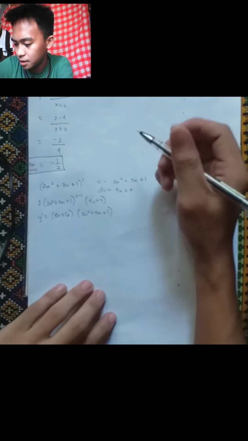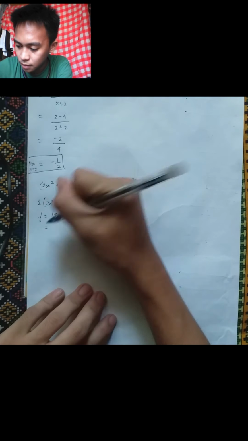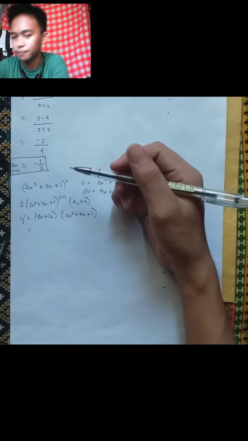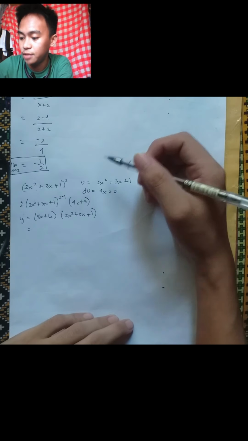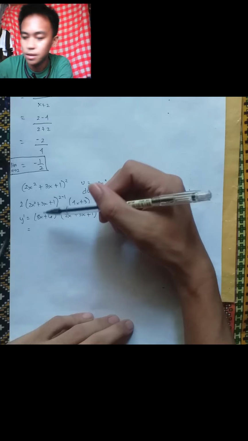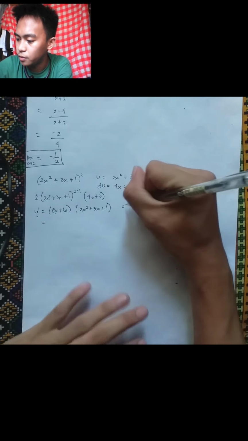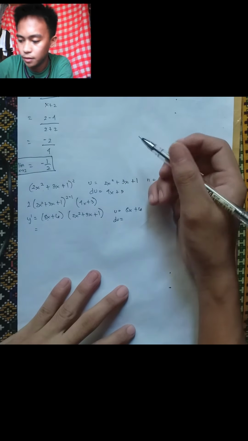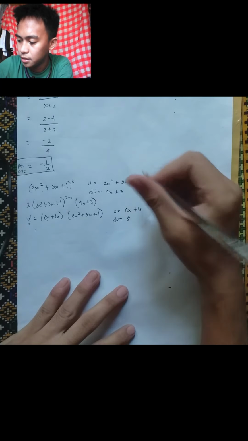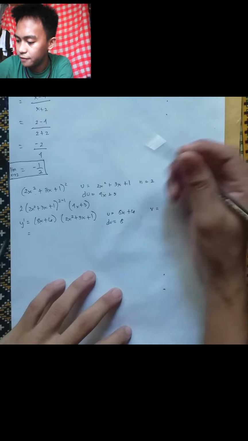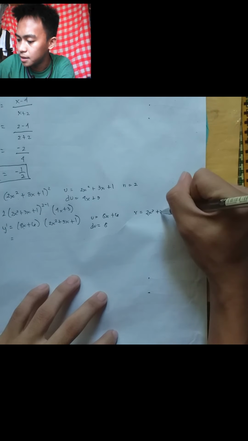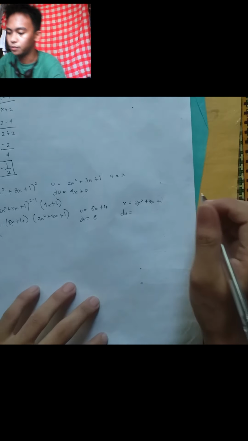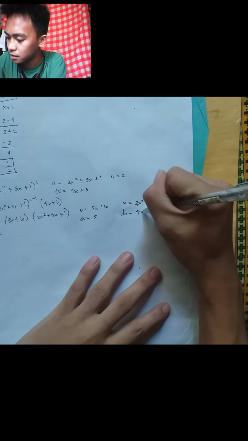Then how to get the y second prime? We're gonna proceed with the problem. So we're gonna find again our du. Our u here is now 8x plus 6. U equals 8x plus 6, and du equals 8. Then v, this is our v, 2x squared plus 3x plus 1. Then dv is equal to 4x plus 3.